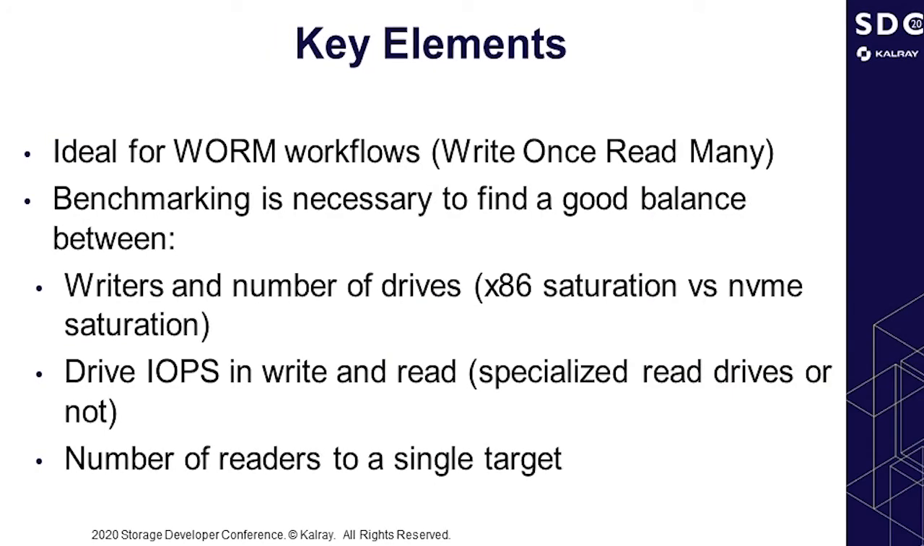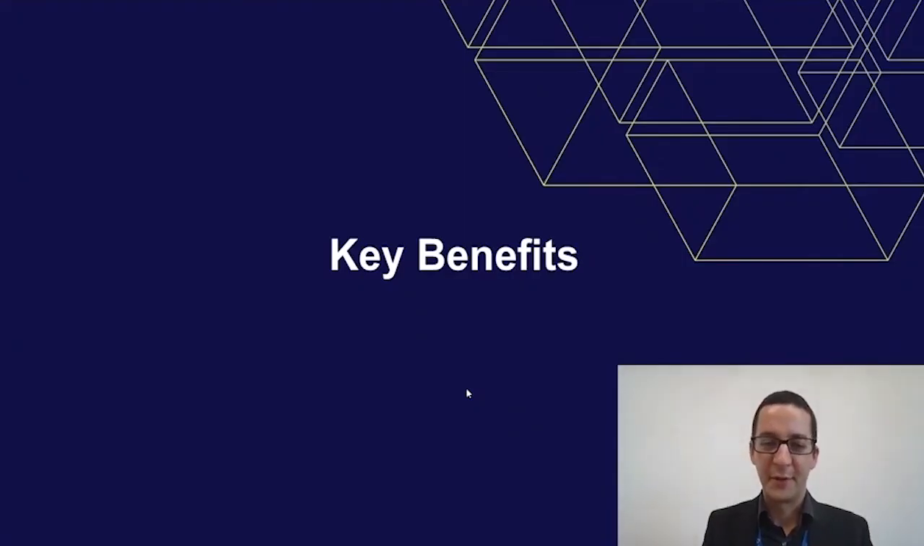So the key element of this design is that it's ideal for warm workflows. Just as a reminder, warm is for write once, read many. And it's hard to say exactly how many drives or how many boards you need, because it's really going to depend on the size of the data which is written, and how many files are written. Are there many small files or a few big files? So it's a balance to find between three parameters: the number of writers, the number of drives, the IOPS you need to achieve in write and read, and of course the number of readers to a single target.